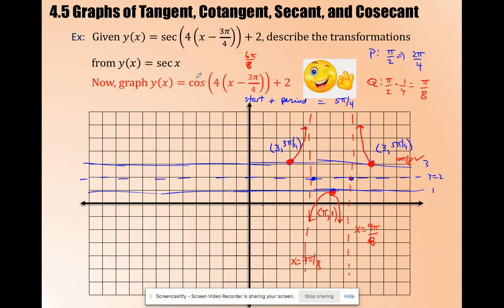Okay, so see how I used my prior knowledge and what I'm pretty good at to graph something I don't see a lot. You're not going to see secant and secant transformations a whole bunch, but you're going to see sine and cosine a lot. And you can build everybody from them.